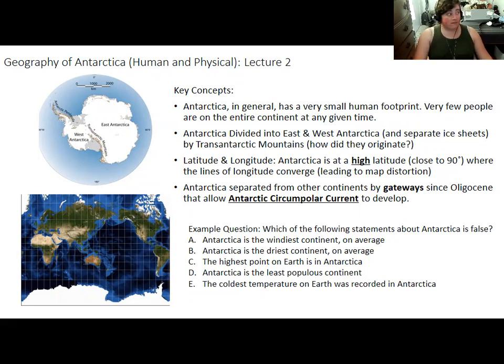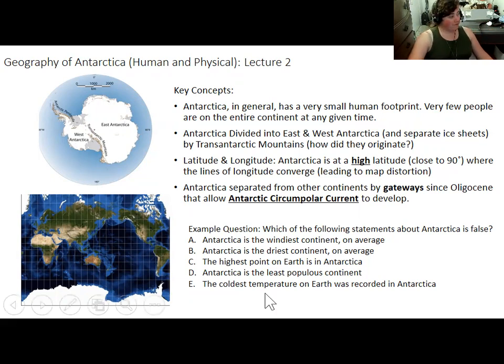You definitely want to be familiar with the three United States bases and remember where they are. We have McMurdo on Ross Island near Mount Erebus, which is the biggest settlement in all of Antarctica. Then you have Amundsen-Scott, which is the South Pole base. And then you have Palmer out on the peninsula.